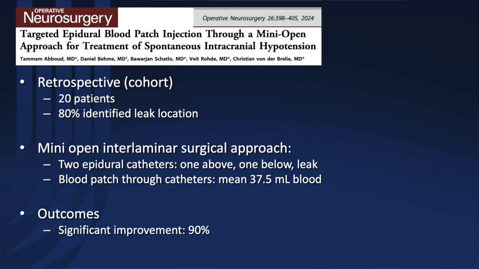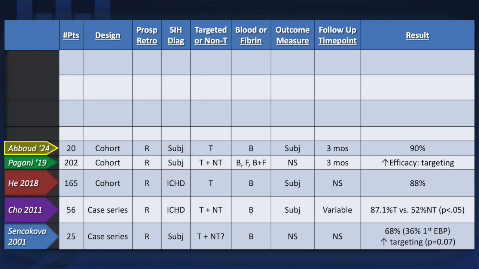In this paper, they looked at 20 patients with a retrospective cohort study and identified the leak in 80% of them. So 20% they didn't know where it was. And it was kind of interesting. They did these mini interlaminar surgical approaches and ended up placing 2 epidural catheters around where they thought the leak was, one above and one below, and then patched through those catheters, which I had never heard of before. But effectively, this is quite targeted, right, theoretically. And they found significant improvement in 90% of cases. And so this is another paper advocating for targeted approaches.